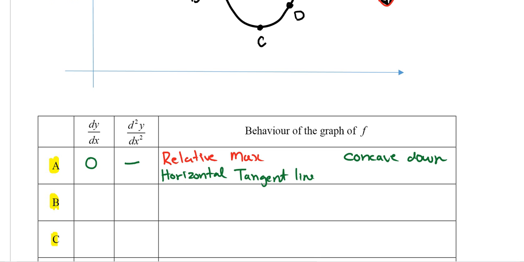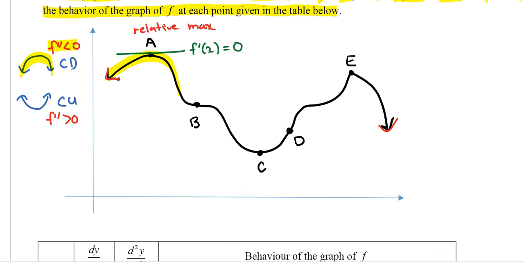Okay, and that's it. That's all I have to do for that part of the graph. Section A is now done. Now I'm going to skip part B and work on part C.